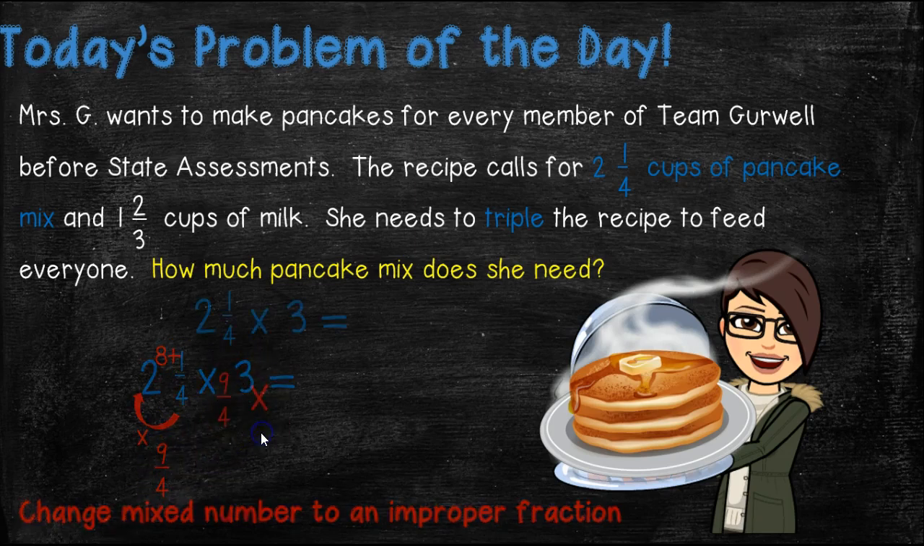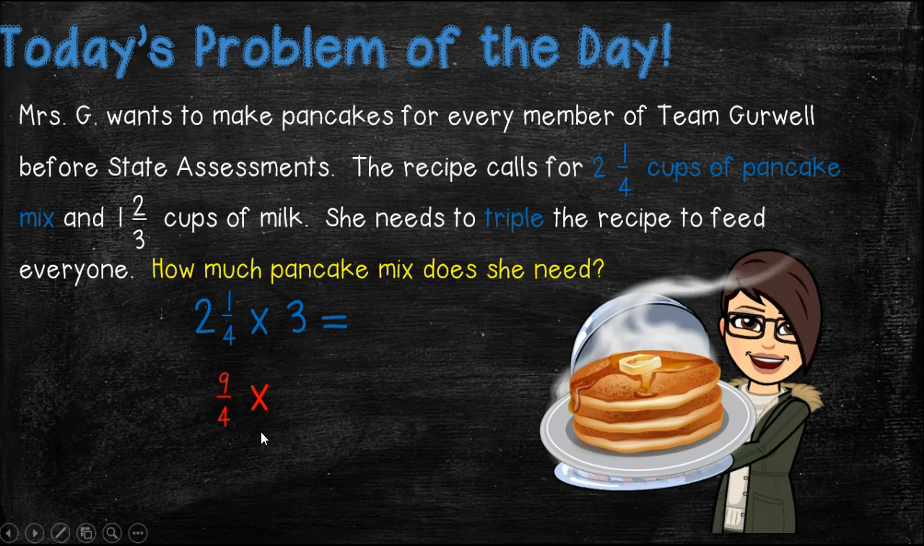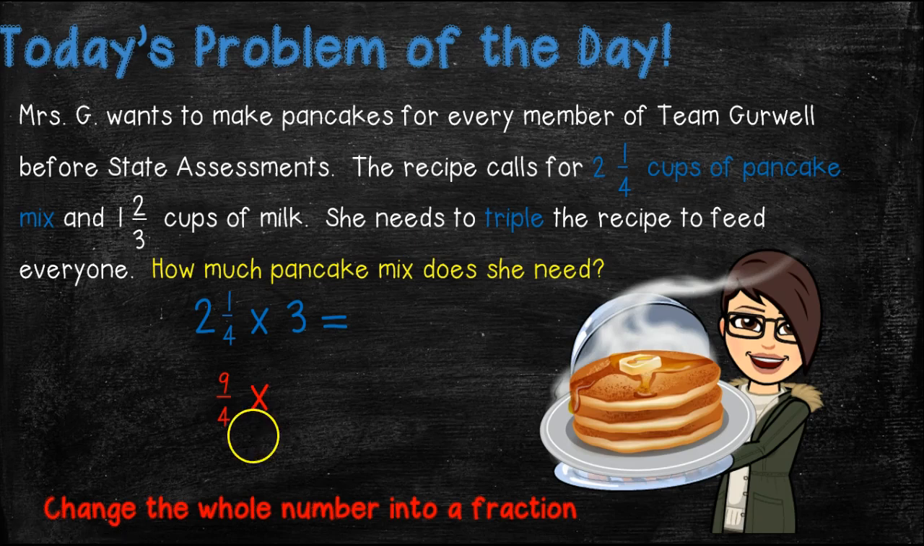Now we need to change this whole number into a fraction. So how do you change a whole number into a fraction? Well, it's really easy. You just put a 1 underneath. So now we can go through and we can multiply like we've already learned. 9 times 3 is 27, and 4 times 1 is 4. So 27/4. So can I leave my answer this way?